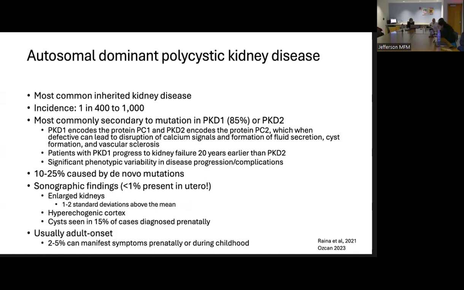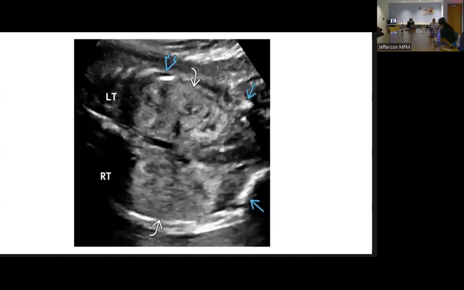Hyperechogenic cortex, and then cysts are seen in about 15% of the cases that are diagnosed prenatally. It's usually adult onset, which is why you don't see it prenatally, but you can see it manifest in childhood in some cases.